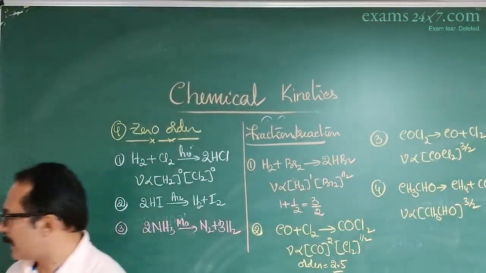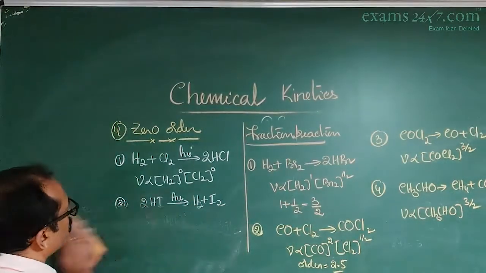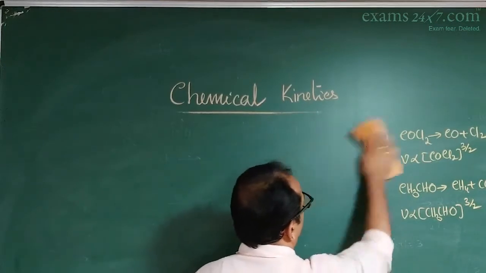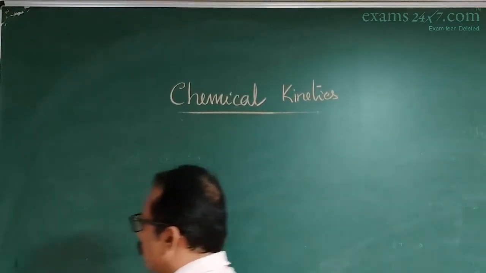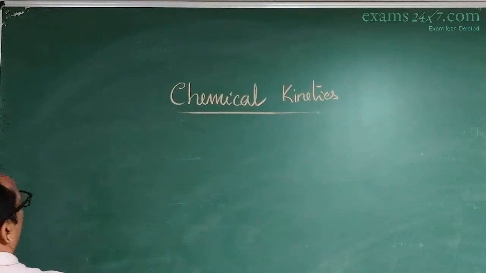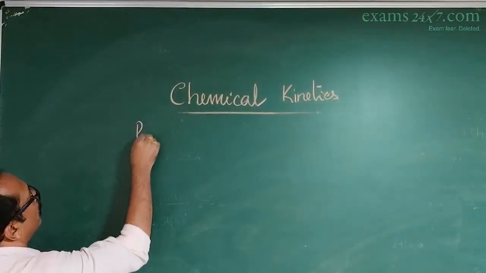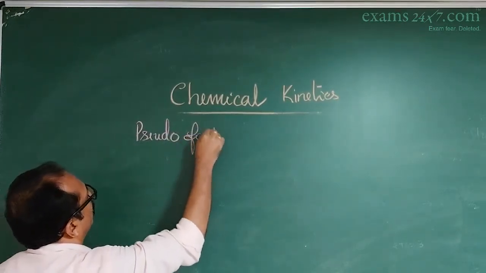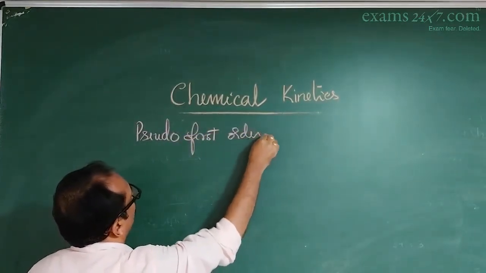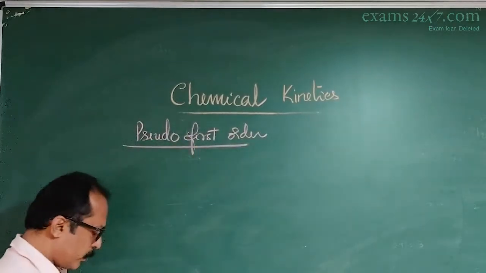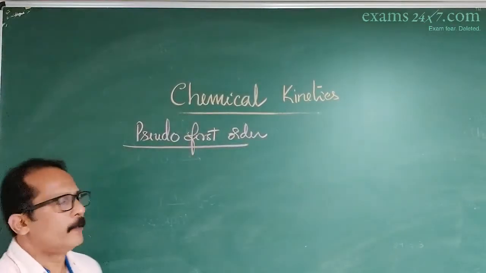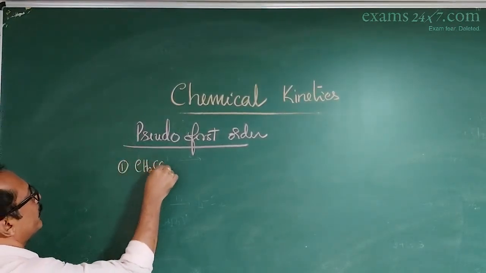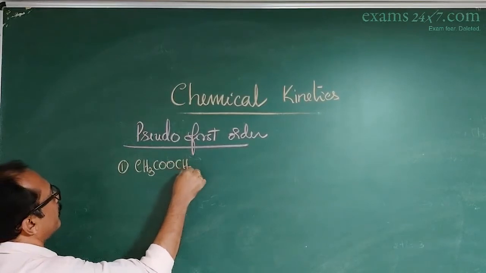Pseudo first order reaction. So what about pseudo first order reaction? The order of the reaction is 1, but the molecularity is 2 or more. That kind of reaction is called a pseudo first order reaction. Example is acid hydrolysis of methyl acetate.